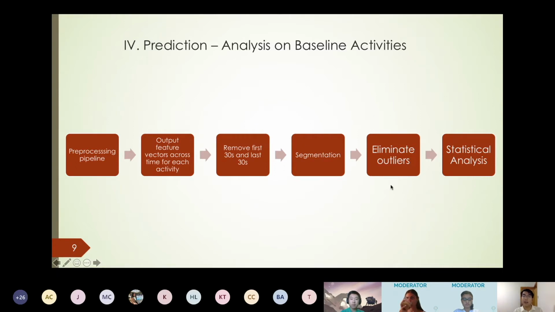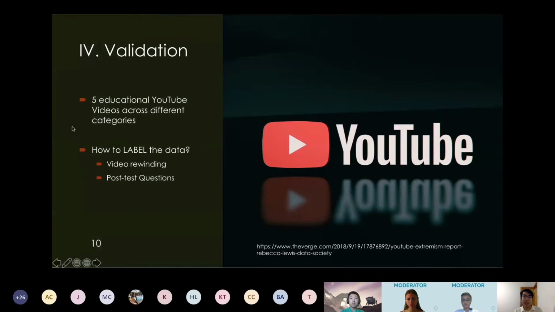Then I eliminate the outliers based on the quartile method. Then I perform different statistical analysis, mainly computing the mean and the range of the data so that I can get what the focused average and unfocused average are. And lastly, I'm going to validate my data using 5 educational YouTube videos across different STEM categories.